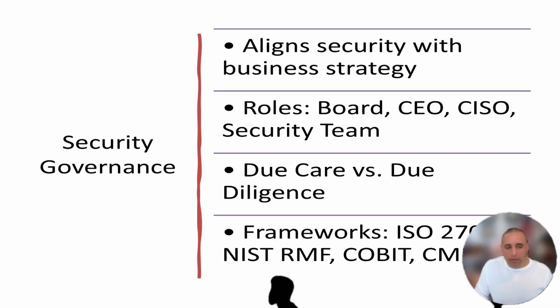Several roles are involved in security governance. The board of directors sets the overall direction and holds ultimate accountability. The CEO is responsible for driving the organization's strategy, including security. The CISO, or Chief Information Security Officer, leads the security program and reports to executive leadership. The security team implements policies, manages controls, and responds to incidents.